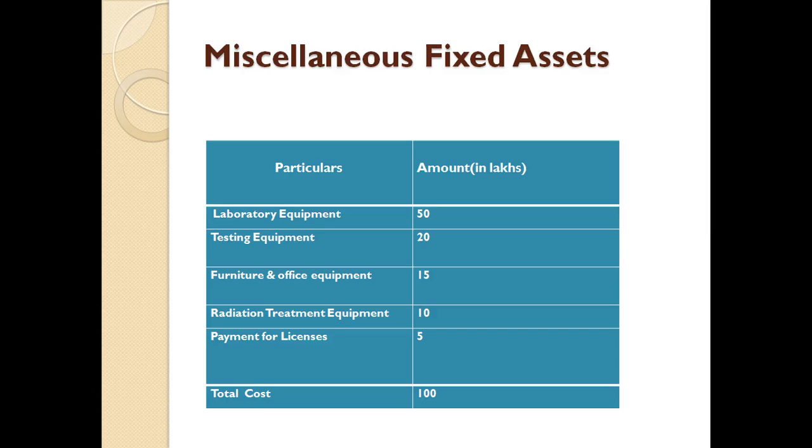Miscellaneous fixed asset is 100 lakh rupees, and it is allocated for laboratory equipment, testing equipment, furniture and office equipment, radiation treatment equipment, and payment for license.